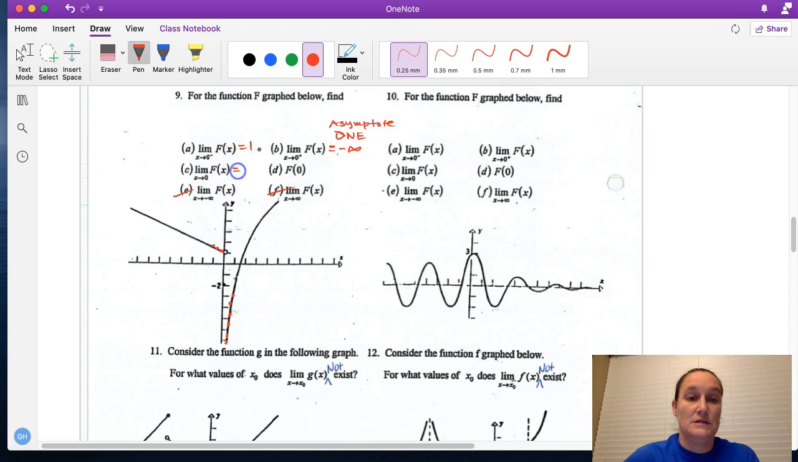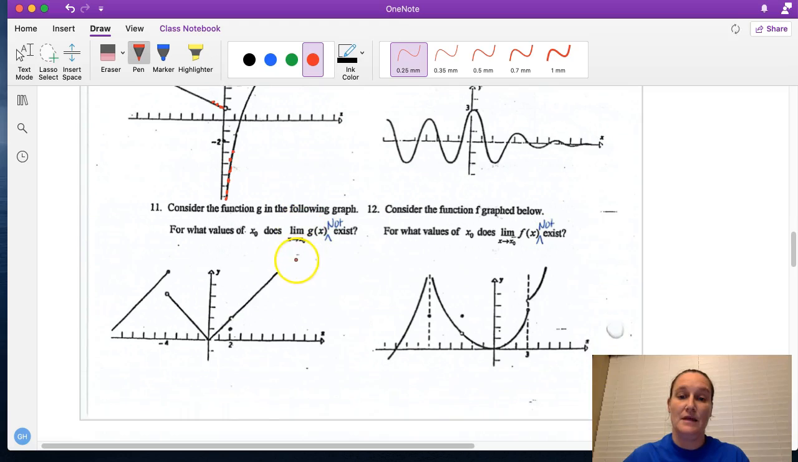All right, and so C, these do not agree. So this one has to be does not exist. You can't say infinity for this one either. And then f of 0 doesn't exist because if you look when x is 0, this is an open dot, and then as you go down, it never hits 0. So this also does not exist.